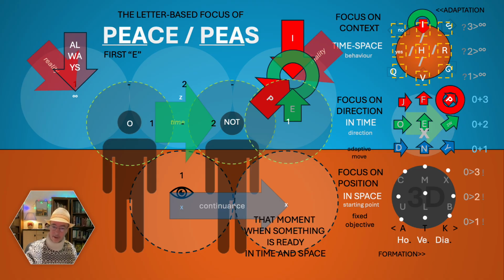Where that moment where something is ready in time and space is found. The letter S is the last one. And now we come to the differences between the two words, peace written as S or the peace written as C and A. S here is really about the end effect that we will get, the reality feedback actually that we will receive at the end.